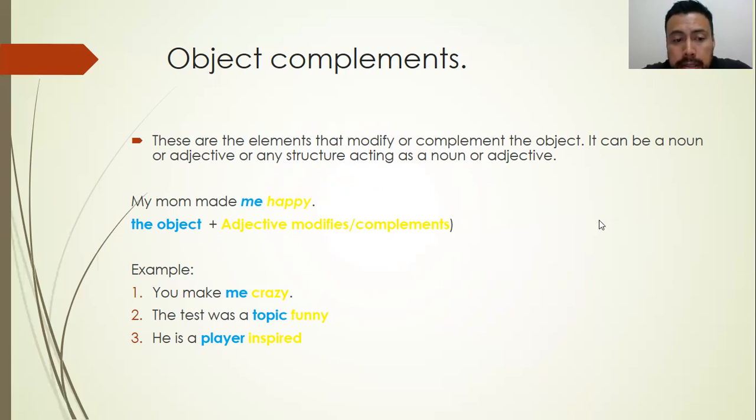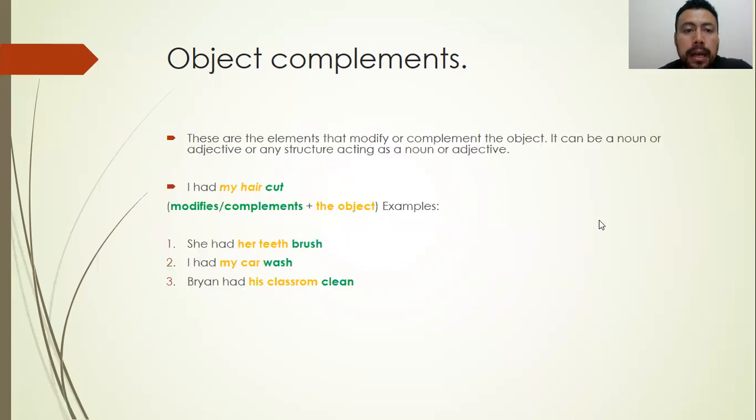The first example is, you make me crazy. The object is me. The next one is, the test was a topic funny. In this case is funny, the adjective. And the last one is, he is a player inspired. In the last one the adjective is inspired and the object is player. The next one is the object complements, that I had my hair cut.